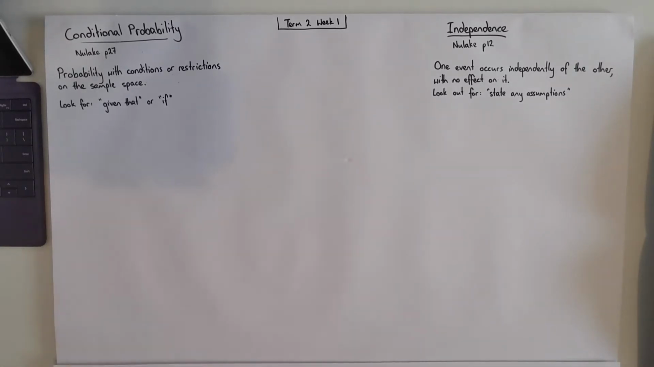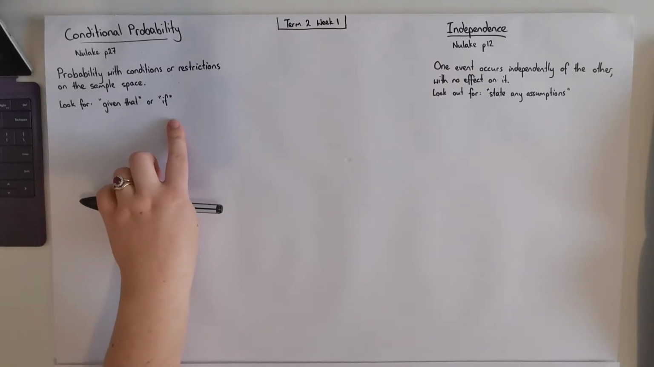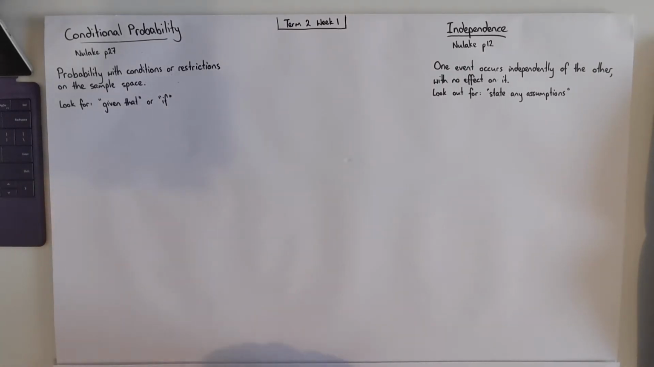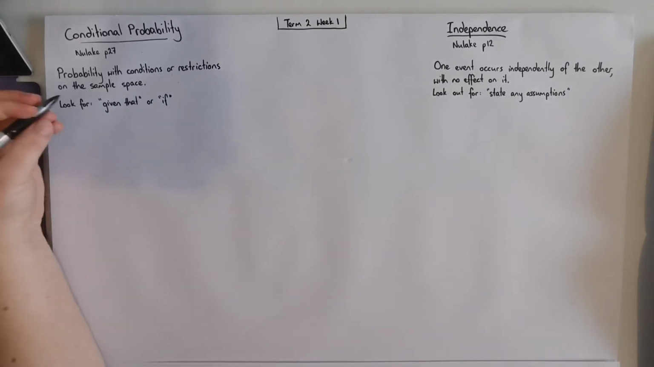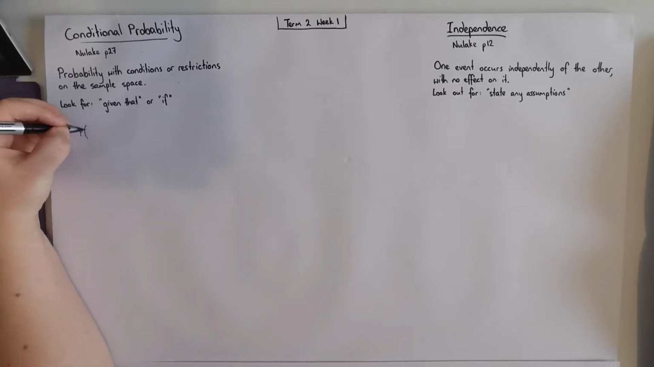Okay, conditional probability first. It's exactly as it states, probability with conditions. Now, when I talk about a sample space, we're looking at the group that we are focusing on. That's what we're referring to there. Keywords to look out for: given that, or if. For example, I might be talking about the weather, or you might be presented with a question about weather in a certain location. We might be looking at the probability of the weather being cloudy.